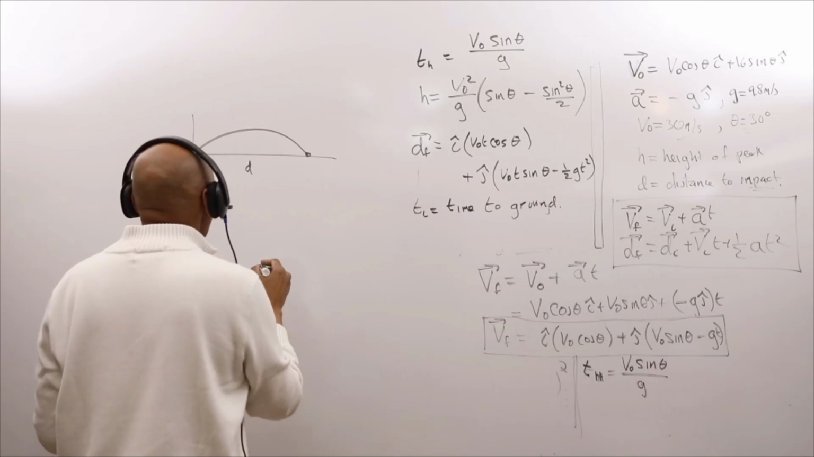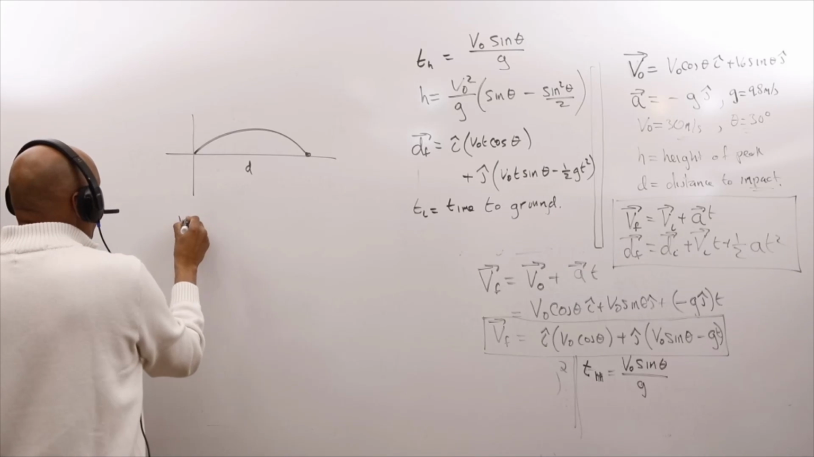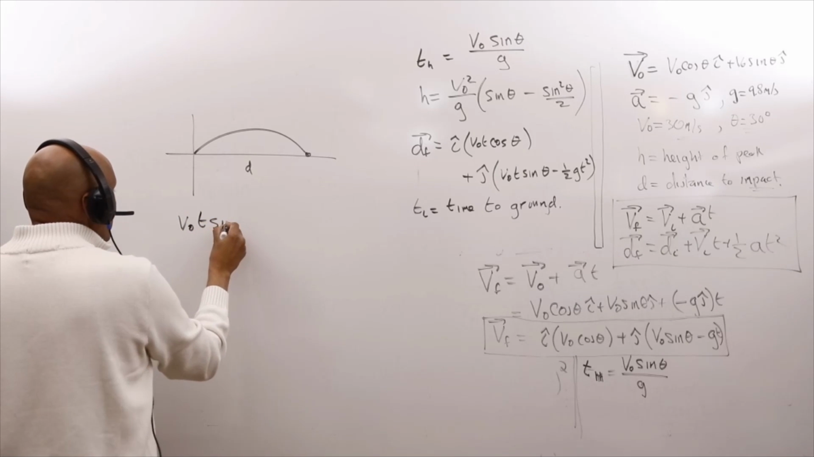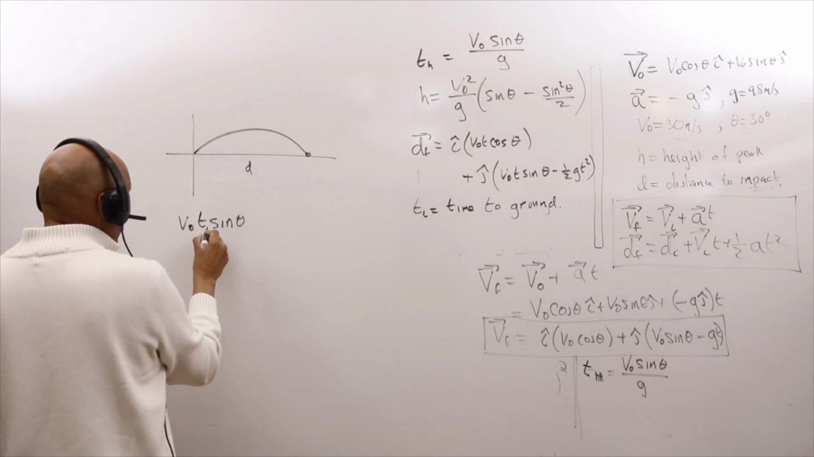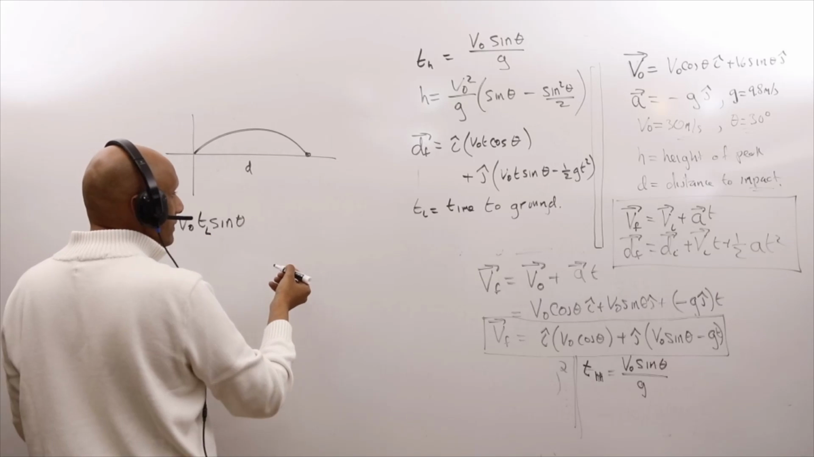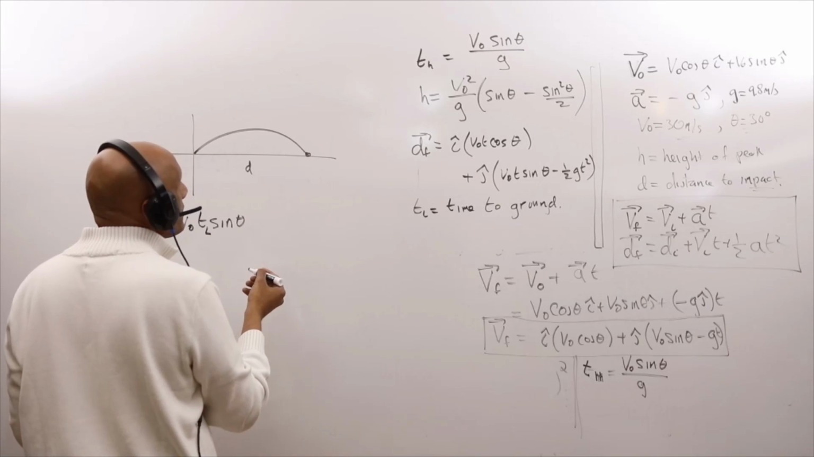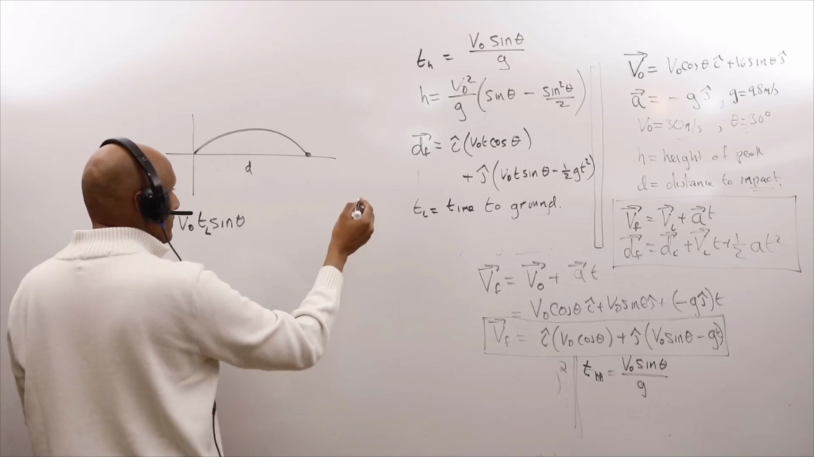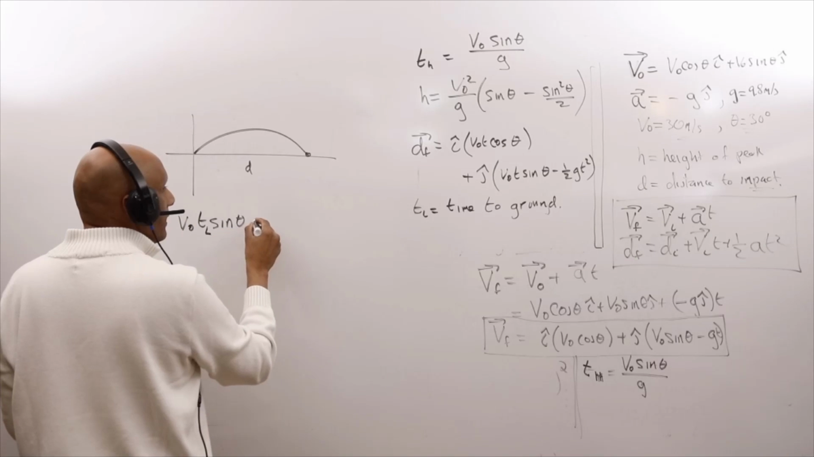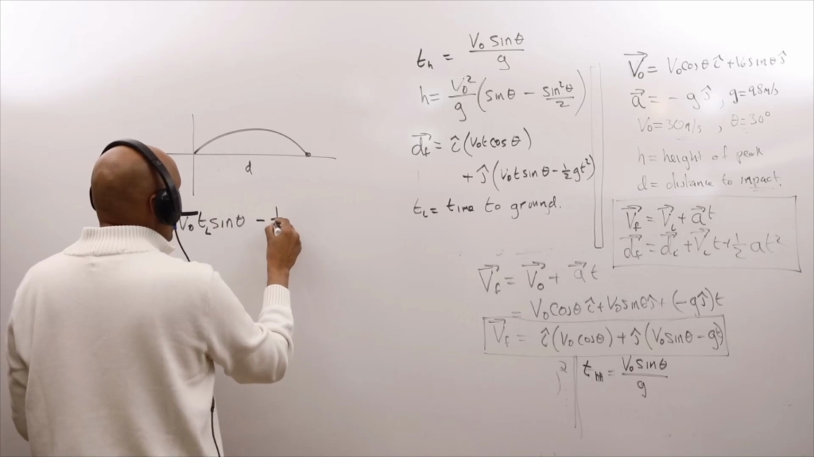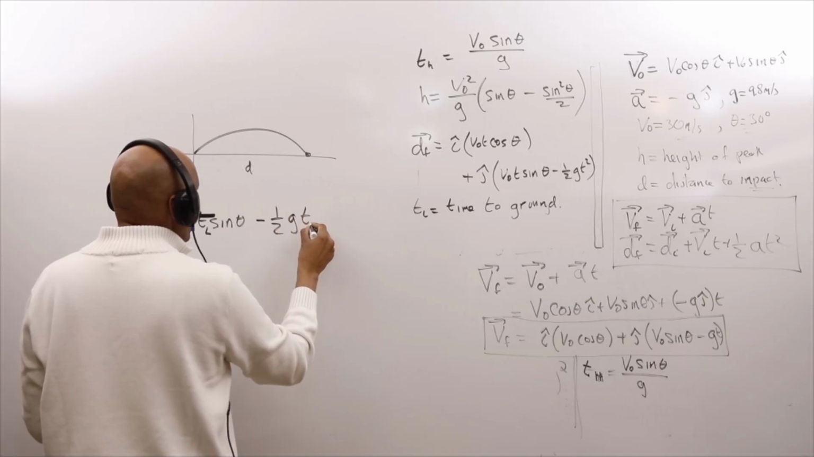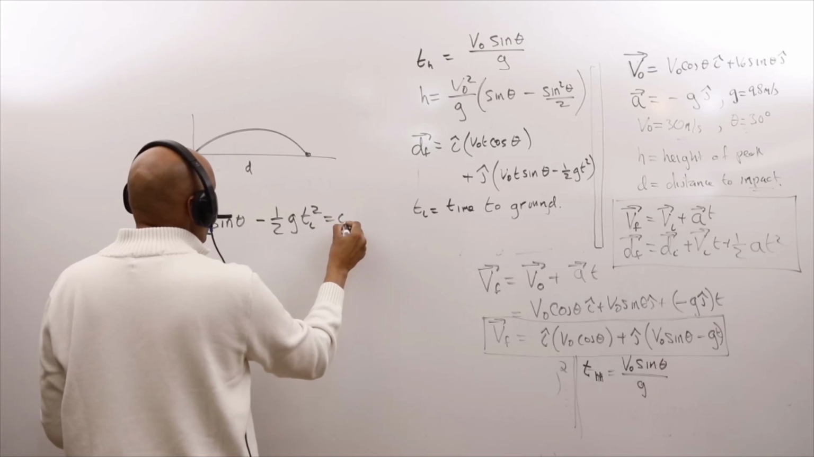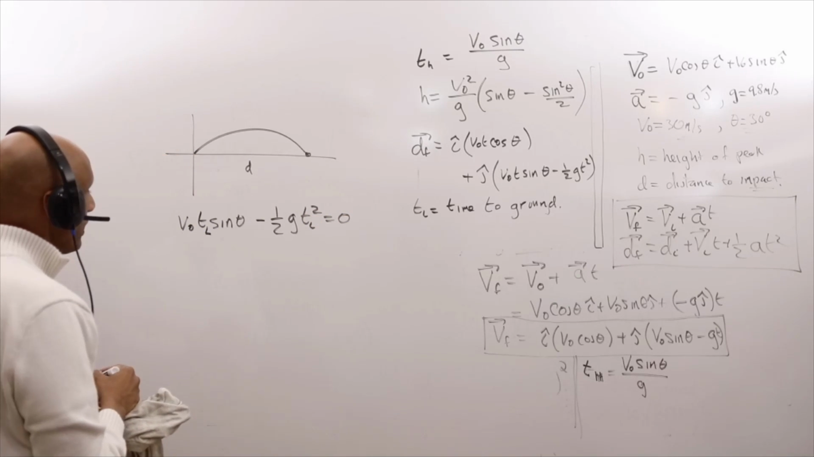So therefore, V0 T sine of theta, and this is TL, time to ground, I guess. Maybe we should call it TG. Well, it's too late now, I call it TL. TL sine theta minus 1/2 G TL squared equals 0. We have to solve for TL.